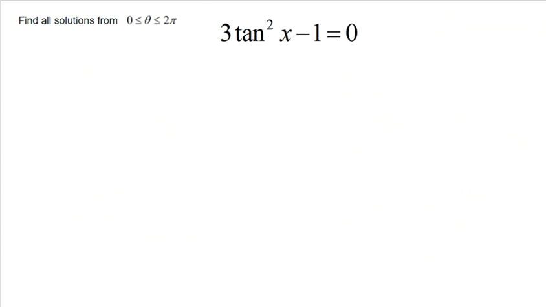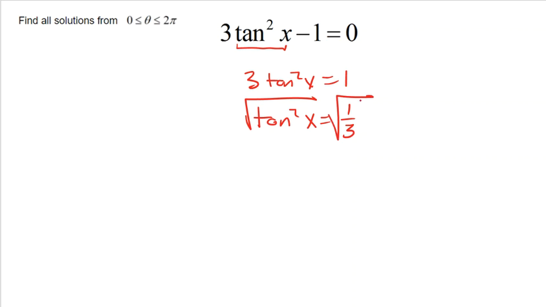All right, last one of the video here, and this one's going to require a little bit of solving, and something kind of extra cool is going to happen. All right, so again, I'm trying to solve for tangent. So the first thing I'm going to do is add the 1. 3 tangent squared equals 1. Divide by 3. Tangent squared equals 1/3. But I don't want that square there either. I want tangent. So how do you get rid of a square? Take a square root, right? I'm solving. Use solving techniques, guys.